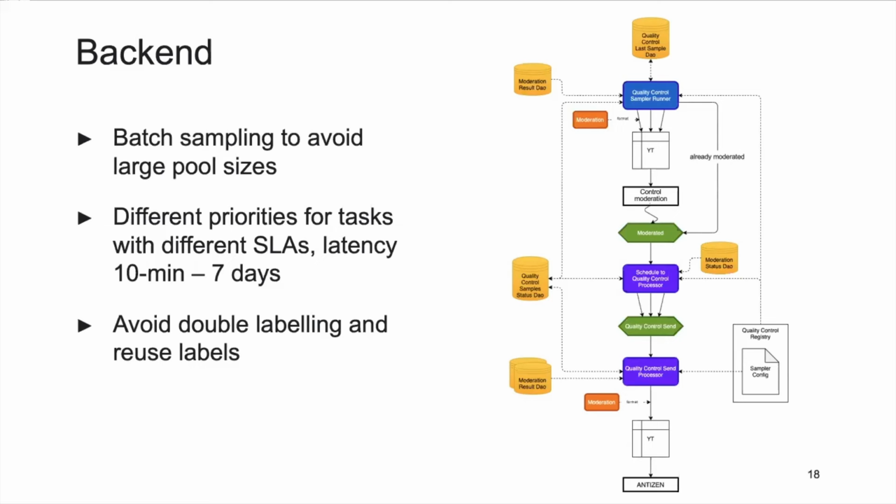We also want, since we have different tasks that send content to Toloka, and sometimes they send the same content, to avoid that. We want to just reuse the label that we already have.